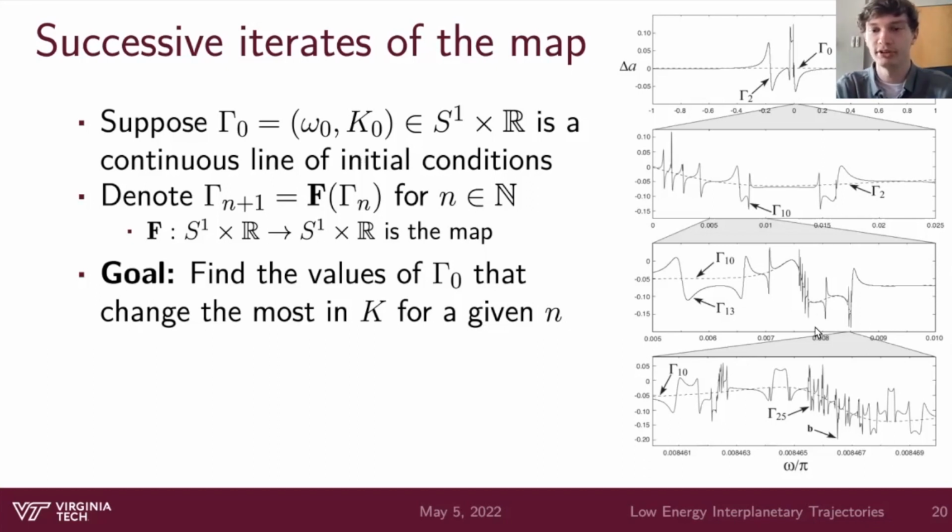So jumping down to this last panel, we can see that we went up to gamma 25, and the point that changed the most is given by B, and that corresponded to some initial condition in gamma 0. So that's what we're looking for in essence.